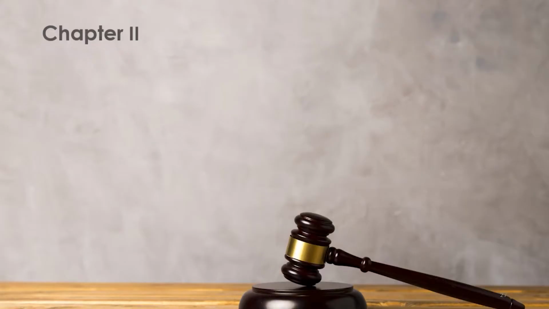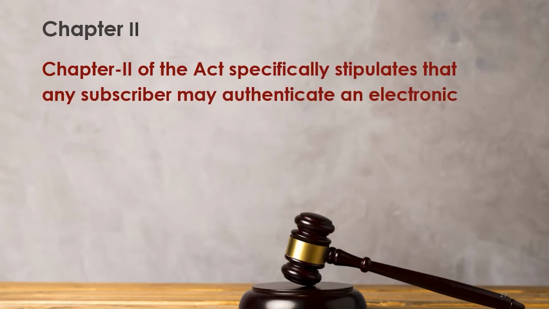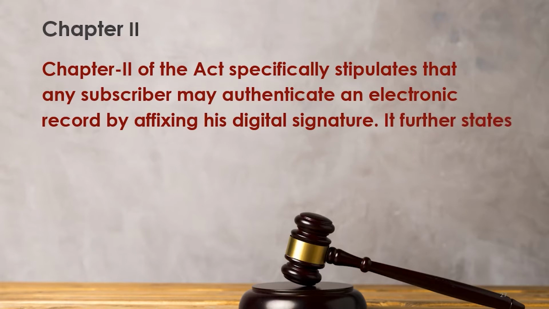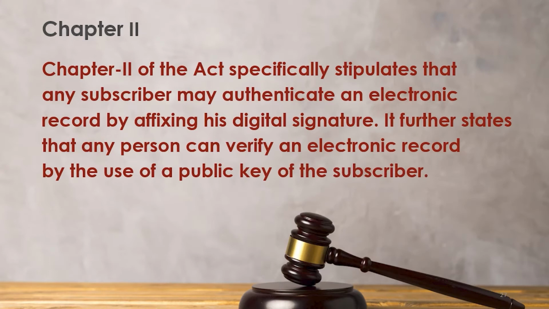We will see chapter by chapter. I will explain something about the very significant chapters. To start with, let us see chapter number 2. Chapter 2 of the Information Technology Act 2000 specifically stipulates that any subscriber may authenticate an electronic record by affixing his digital data called digital signature. It further states that any person can verify an electronic record by the use of the public key of the subscriber. So, this has been elaborately discussed in chapter number 2.